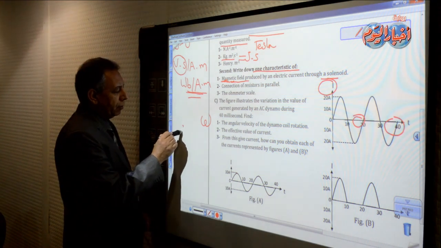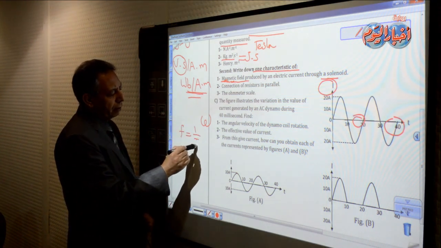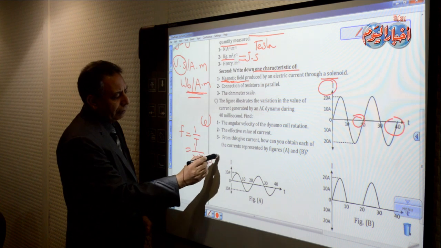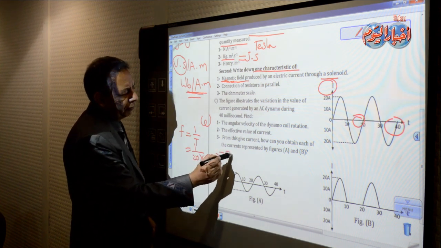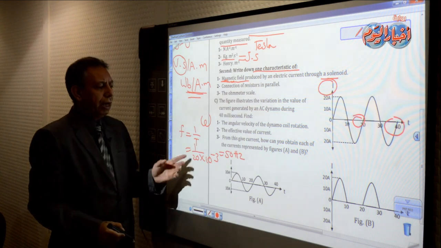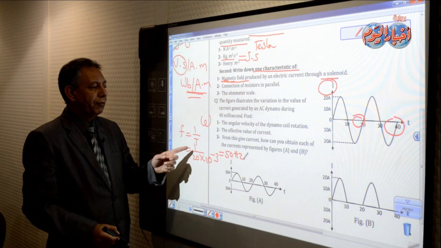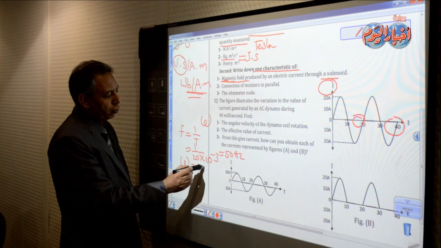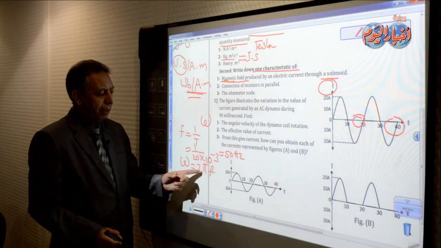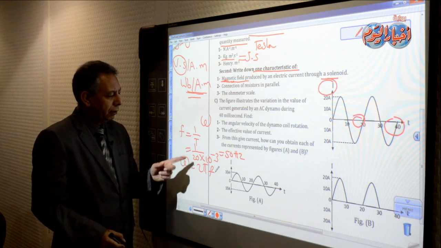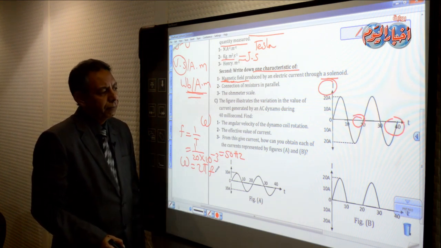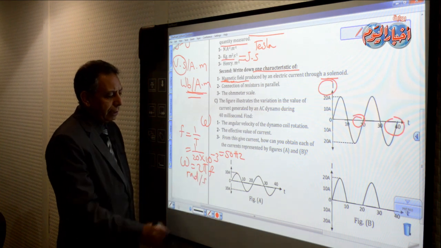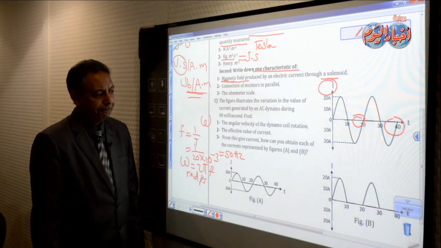So frequency equals 1 over periodic time, so equals 1 over 20 times 10 to the power negative 3. So the answer is 50 hertz. Now we have the frequency. When you get the frequency, you can get the angular velocity. As you know, omega equals 2 pi f. So 2 times 3.14 and the frequency is 50. So you can find the angular velocity. And remember, the angular velocity is in radian per second. That is very important, radian per second.